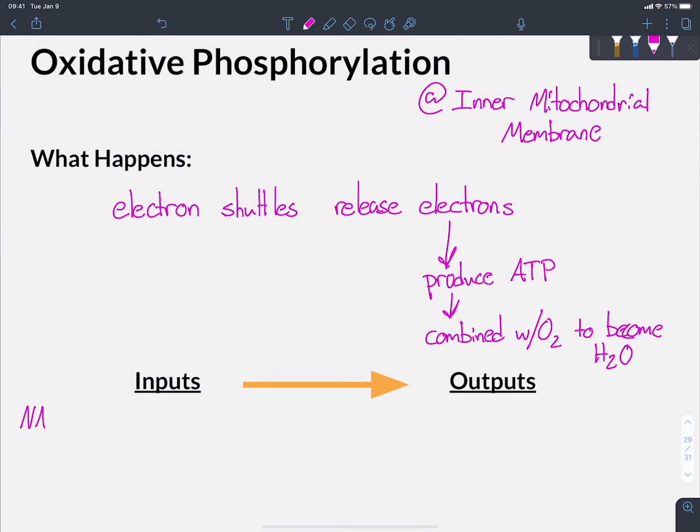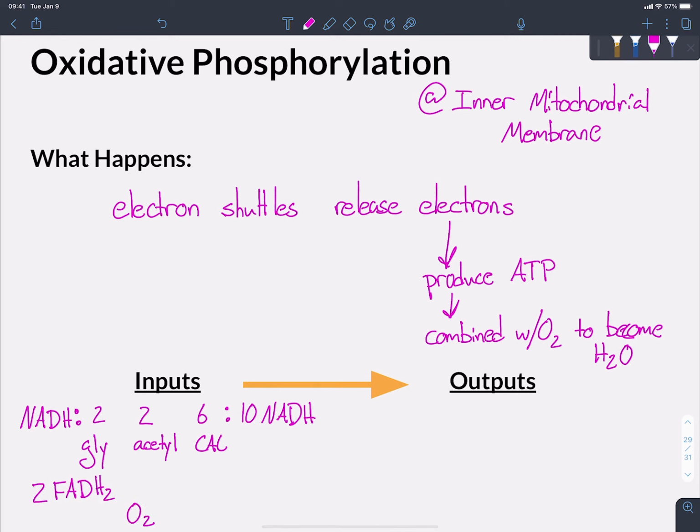So if we think about the number of NADHs that we're going to put into this process, in glycolysis, we made 2. So everything from that point onward, we have to double. So we made 2, converting them into acetyl groups, and then we made 6 in the citric acid cycle, again for 2 pyruvates. So we have a total of 10 NADHs that we're going to put into this process. We also made 2 FADH2s in the citric acid cycle, and we're also going to need oxygen gas in this process. So we're going to put in these 10 NADHs, these 2 FADH2s, and as much oxygen as we need.